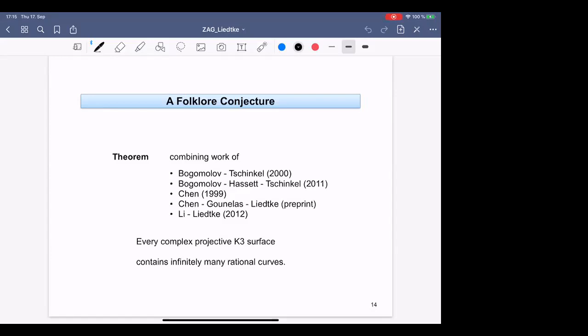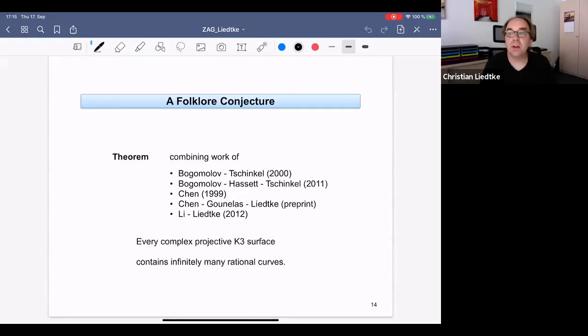Excuse me, what can be said about the degree of these curves? So, for example, with respect to some polarization, this will go to infinity. Okay. This will go to infinity. Yes. I will also give another thing at the very end. Yes. Yeah.